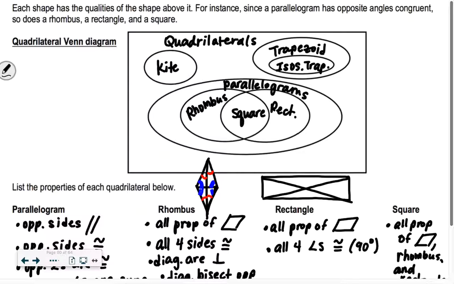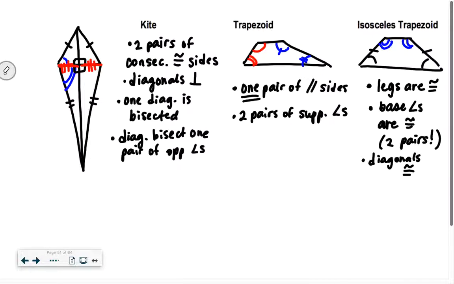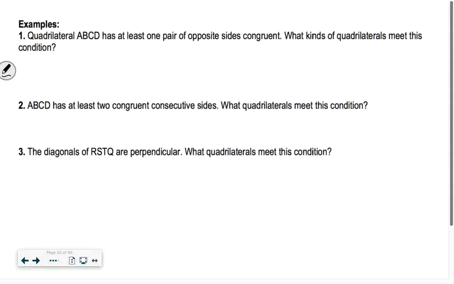Does a kite have opposite sides congruent? No, it has consecutive sides. They're not across from each other, right? Opposite sides would be like this one and this one. Those are not congruent to each other. All right, so a kite does not. How about a trapezoid? No, but an isosceles trapezoid? Yes. So isosceles trapezoid.